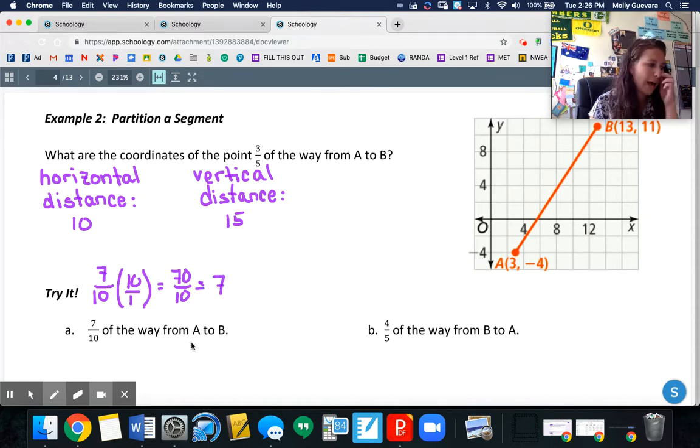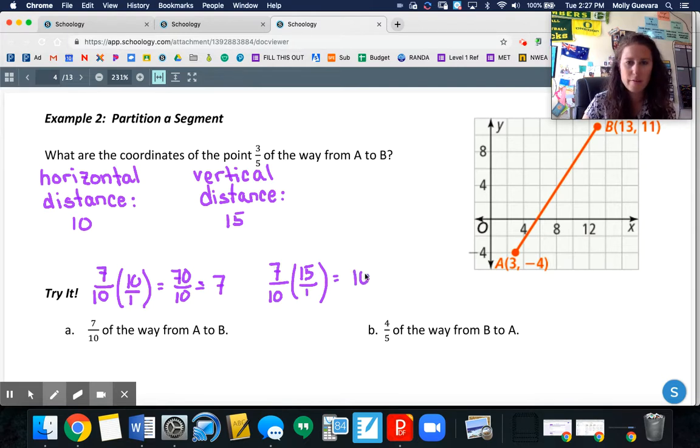So that means I'm going to add 7 to my x coordinate. Then I'm going to do the same thing, 7/10, but I'm going to multiply it by my vertical distance, which is 15 over 1. I'm going to cancel here. Is that okay? I get 10.5. That means I'm going to add 7 to my x-coordinate and add 10.5 to my y-coordinate.